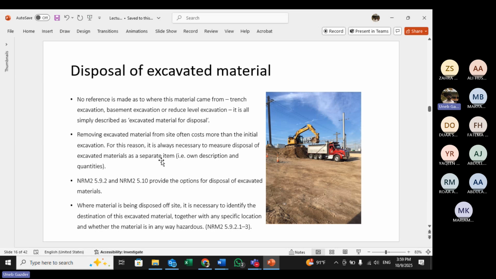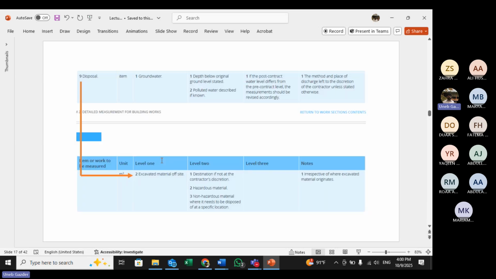So it's not easy. But you can see the options in NRM2, the options for disposing the material, but on-site is the best case. On-site disposal is the best case. You use the material on the same site. This is the best case. So you have this thing here. Disposal of groundwater is mentioned.